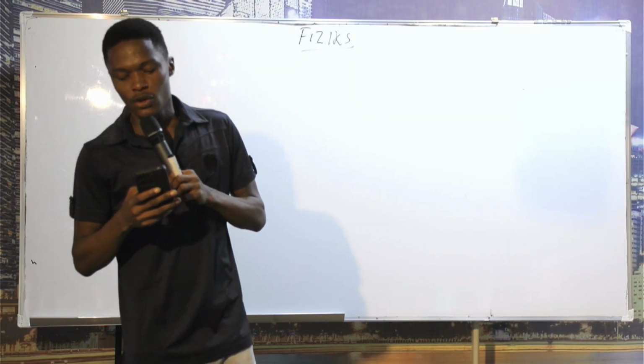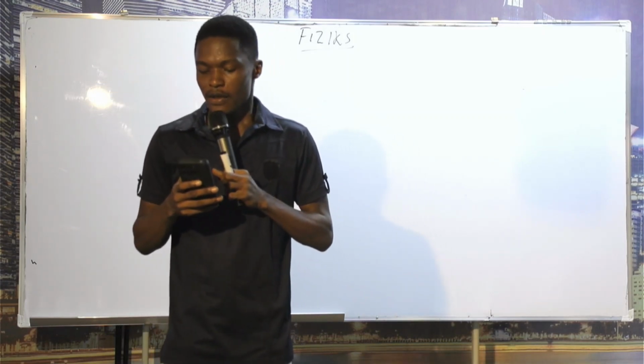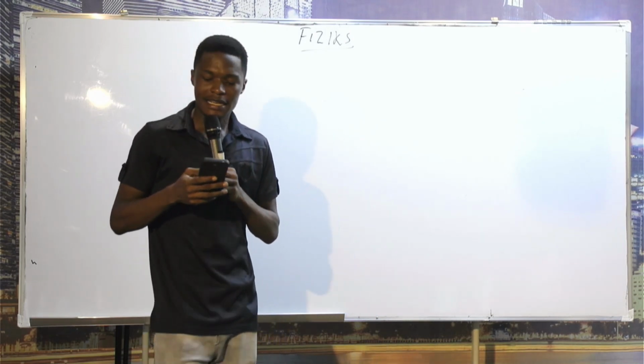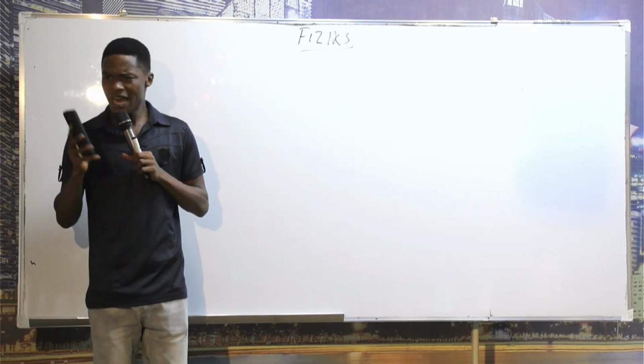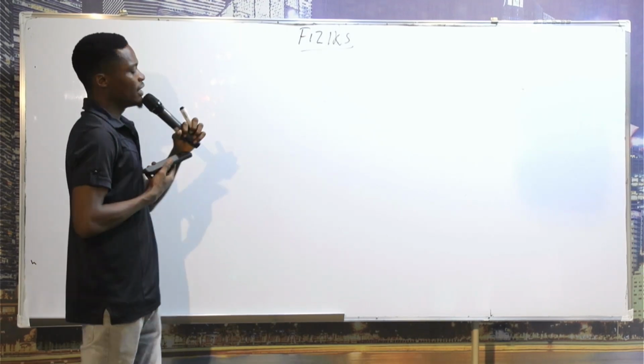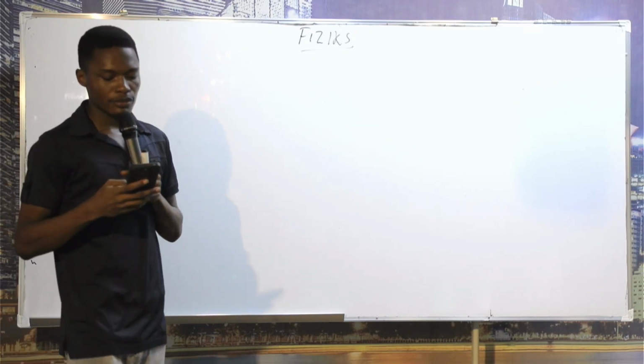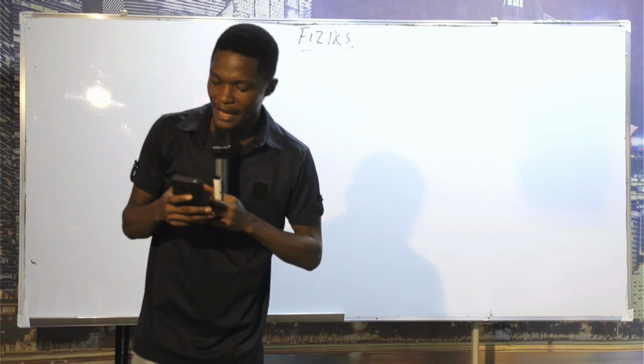A machine gun with a mass of 5 kg fires a 50-gram bullet at a speed of 100 meters per second. The recoil speed of the machine gun is... We answered this too. What would you get as the answer? One. Do you still remember how it's solved?